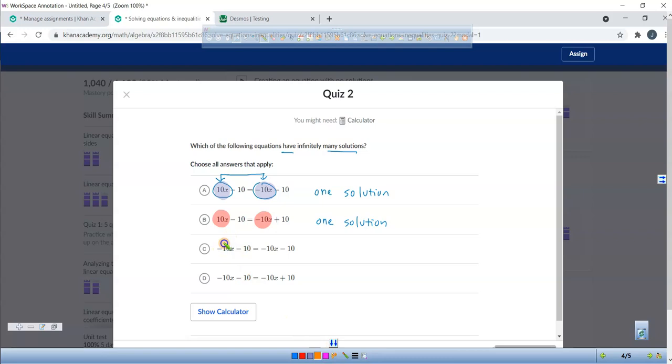All right, here we go. Next one. I've got negative 10x. I've got negative 10x. Are they the same? Yes. Let's check the other numbers. Is negative 10 perfectly equal to a negative 10? Yes. Therefore, what's my answer?